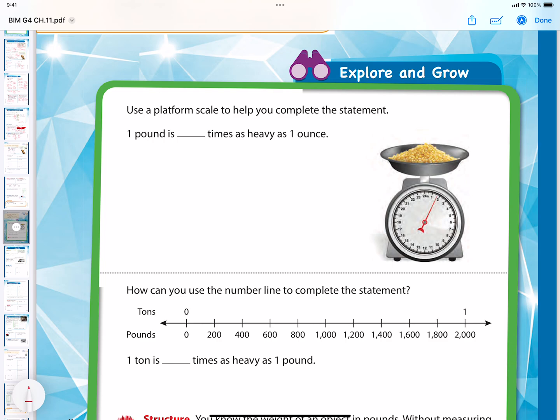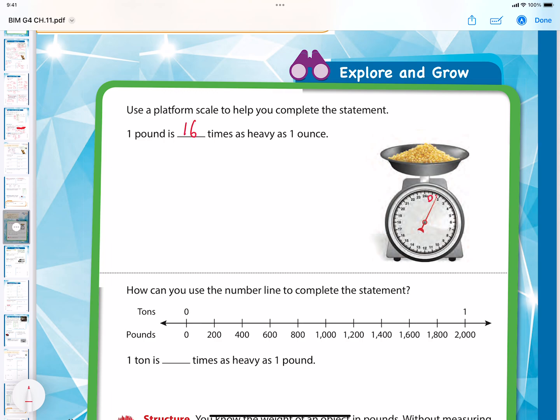Use a platform scale to help you complete the statement. All right, so 1 pound is how many times as heavy as 1 ounce? It's 1 past the 1.5, right? And it's going to be 16 times.